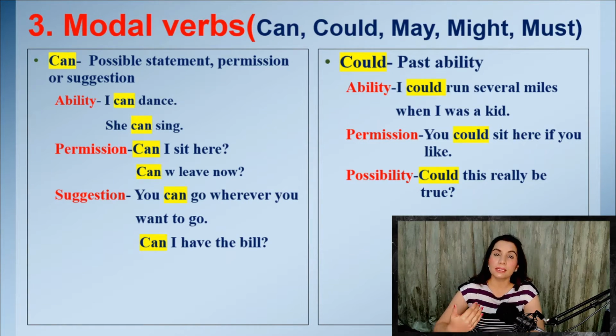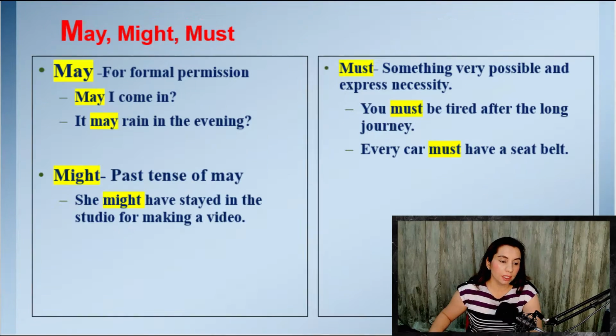So here this is the ability of a person, but he has described his ability when he was a kid. So we are explaining the ability in the past form. When we have to describe an ability that we had in the past, then could is used. Similarly for permission, you could sit here if you like, and for possibility, could this really be true? So all these situations are in the past, and in all these situations the modal verb could is used.